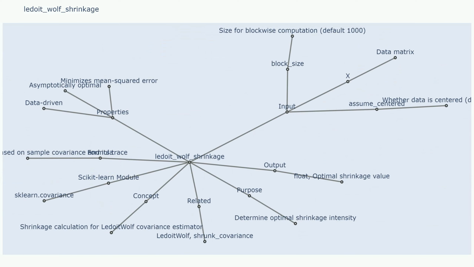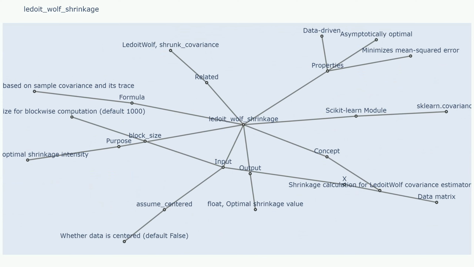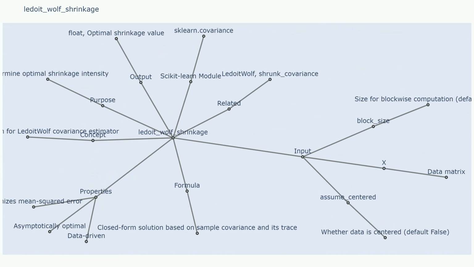They are ignored if the shrinkage parameter is not none. The number of samples, n_samples, to be used in the computation of the shrinkage coefficient. If none, all samples will be used. Default is none. The number of features, n_features, to be used in the computation of the shrinkage coefficient. If none, all features will be used. Default is none. The maximum number of iterations to be used in the computation of the shrinkage coefficient. Default is 100. The tolerance for the convergence of the shrinkage coefficient. Default is 1e-4.